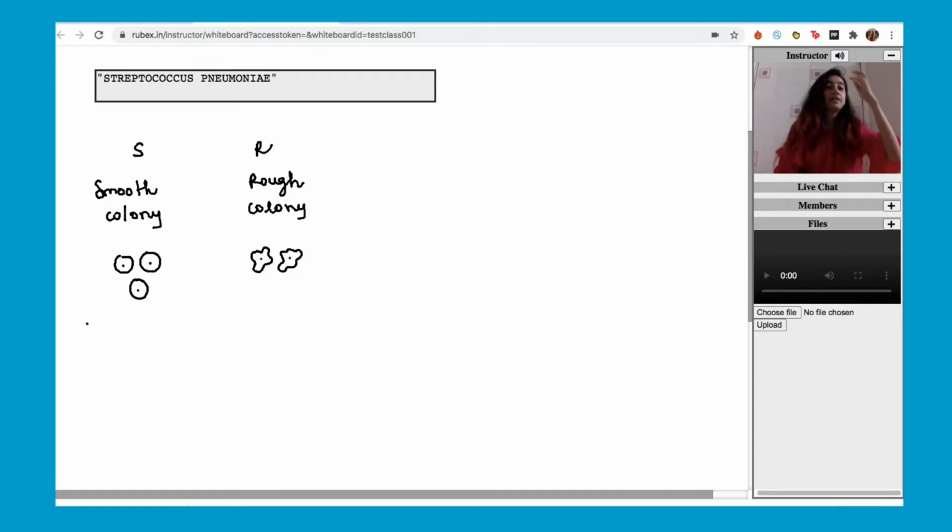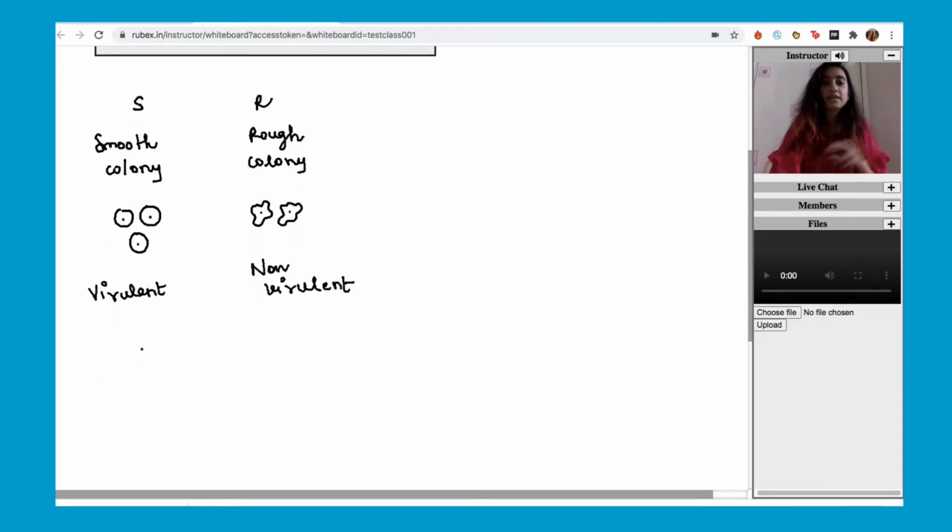But a very common saying is that things are not always what they look like. Out of these two, the smooth strain is actually the virulent strain. Virulent means that it is capable of causing infections. On the other hand, the R strain is known to be the non-virulent strain. This is the one which is non-infective. It does not cause any infections. The infection caused by the virulent strain is actually pneumonia, as you can make out from the name only. It causes pneumonia in mice.